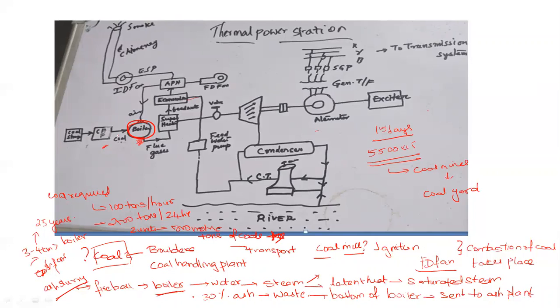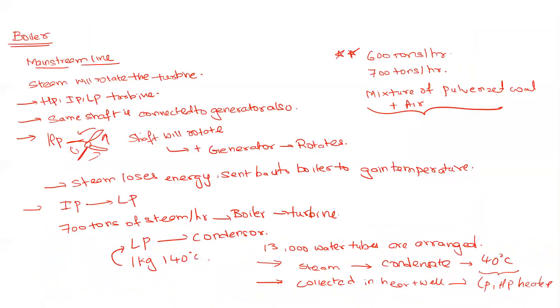The heat energy is utilized to convert the water into steam at high temperature and pressure. Steel tubes run along the boiler walls in which water is converted into steam.